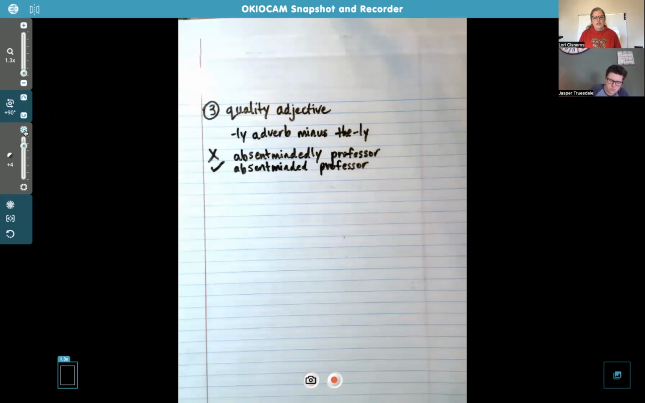So I'm just giving you an example of how you can actually use this list, this adverb list. Take off the ly, and you've got a great list of adjectives that you can use as a quality adjective in your writing. So that's going to help you come up with some good words.